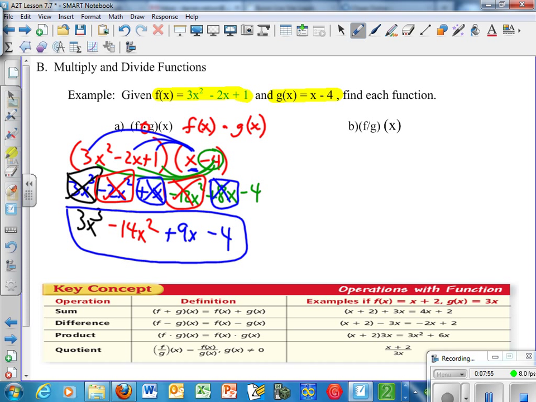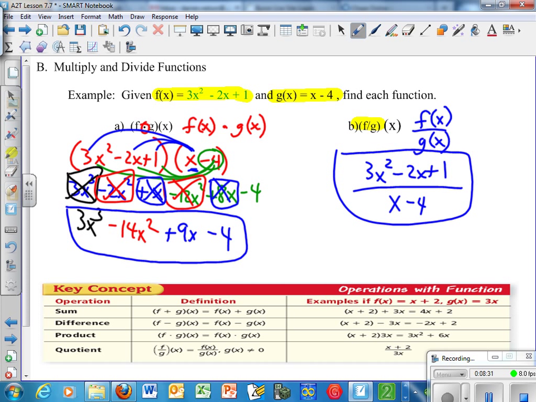Now we're going to look at f over g of x. That means I take f of x, I divide by g of x. So if I take f of x, 3x squared minus 2x plus 1, I divide that by x minus 4. Now I can't do any simplifying as is. The one thing you do want to check for is see if the top is factorable. Okay, and in this case it's not, but that could be a trinomial that's factorable, and you might have something that's able to be factored and then one of the factors cancels out. This cannot be simplified though in this case.